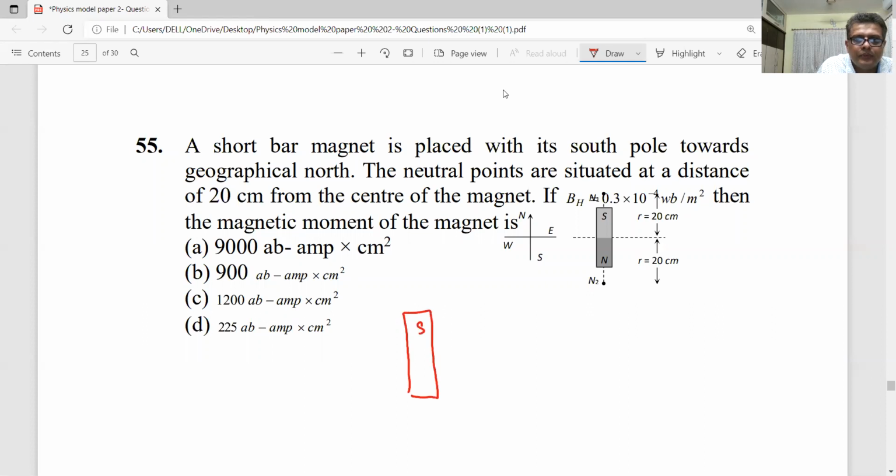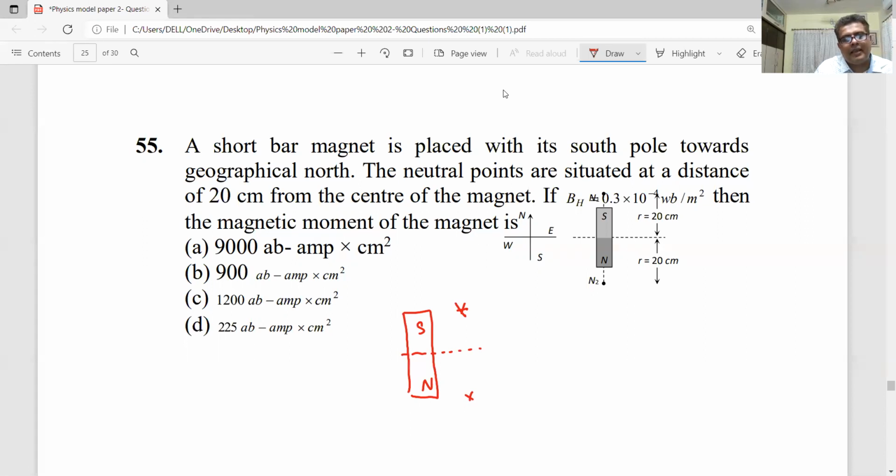South pole, and this is nothing but North pole. You see the way in which it's been kept. Now that is the short bar magnet. That will create its own magnetic field. Now, the neutral point is situated at a distance of 20 centimeter from the center of the magnet. One is here, one is over here, 20 centimeter from the magnet.